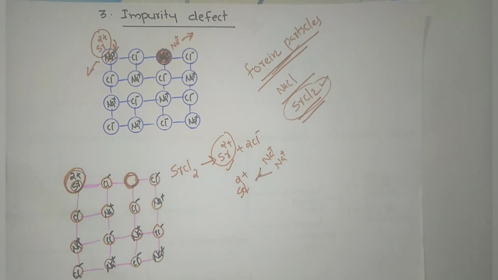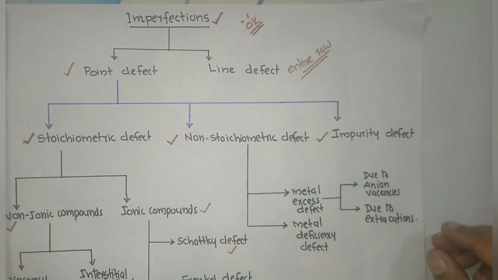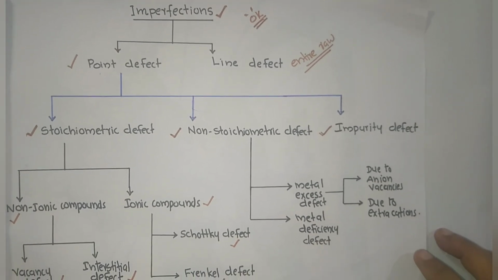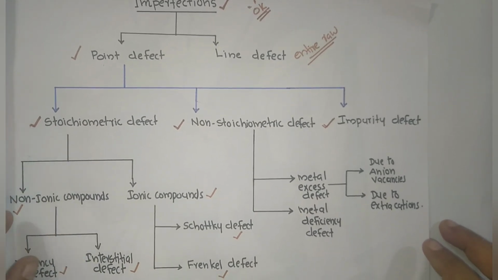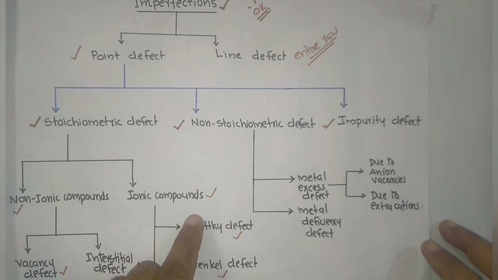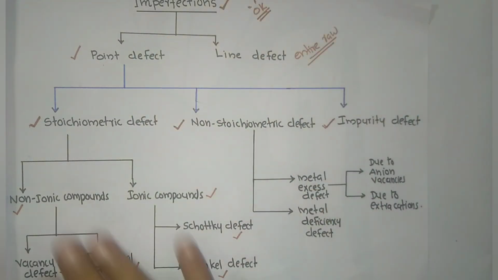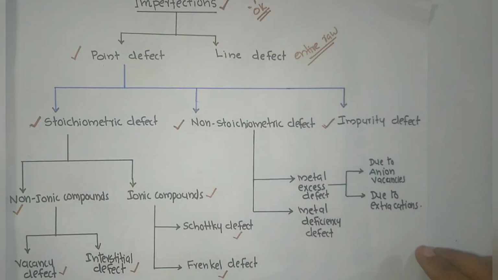Okay, we concluded that imperfections are classified into two types: point defect and line defect. Then these point defects are classified into three types: stoichiometry defect, non-stoichiometry defect, and impurity defect. Non-stoichiometry defects are shown by two types of compounds, that is, non-ionic compounds and ionic compounds. The non-ionic compounds show two types of defect, that is, vacancy defect and interstitial defect. Okay, this is the classification of imperfections. Okay, thank you.